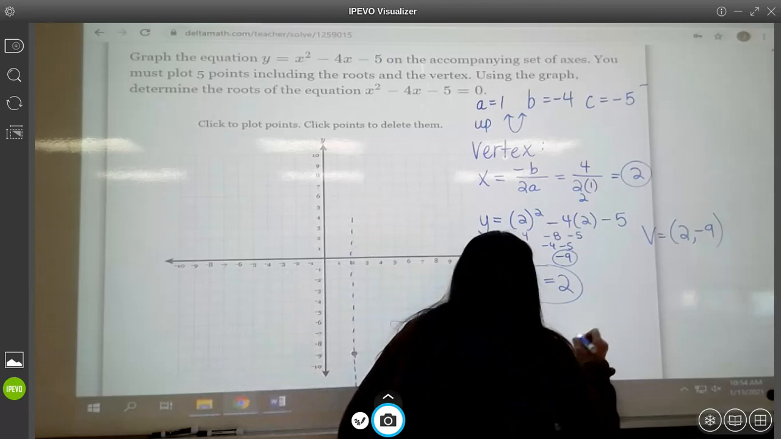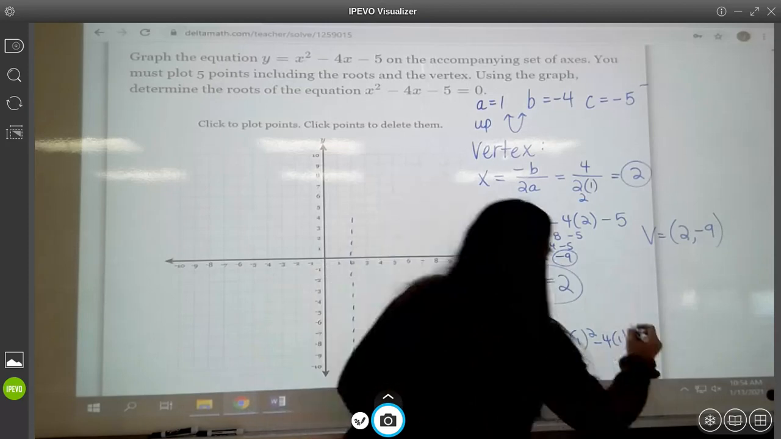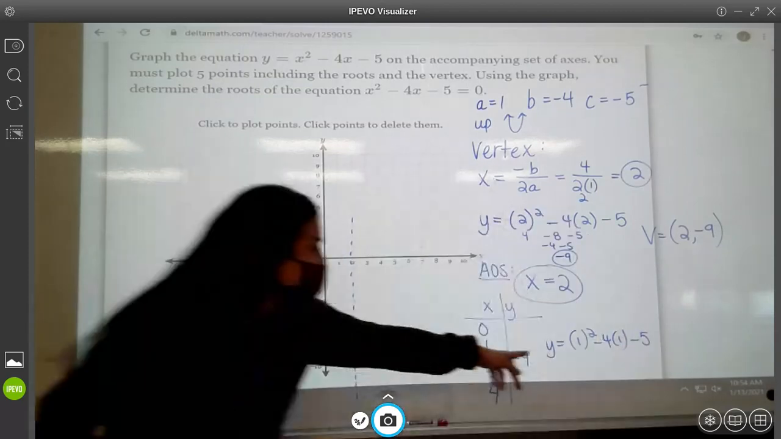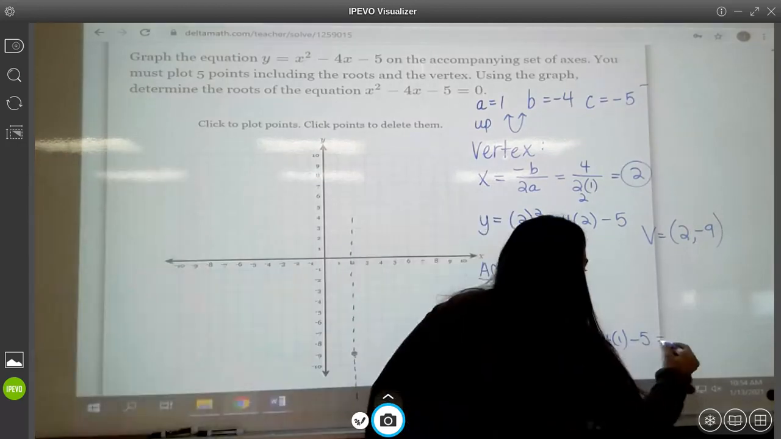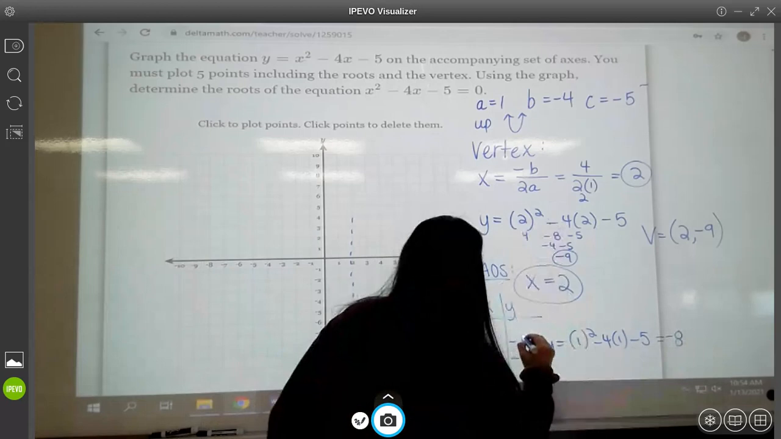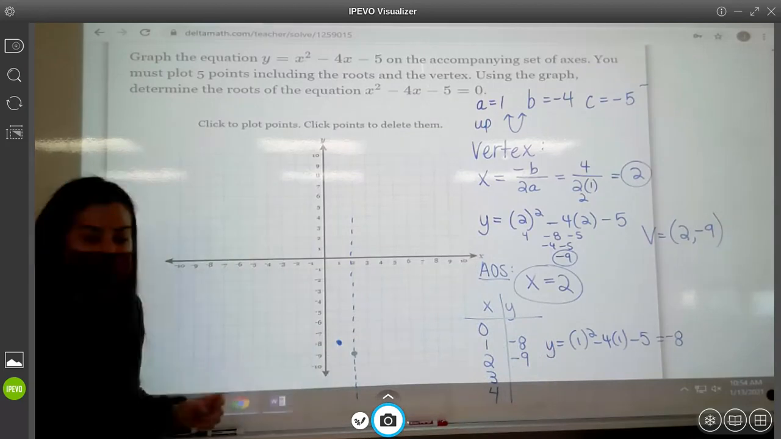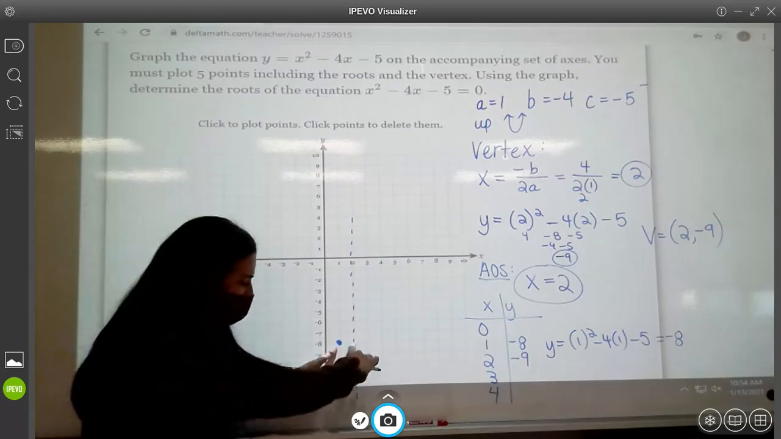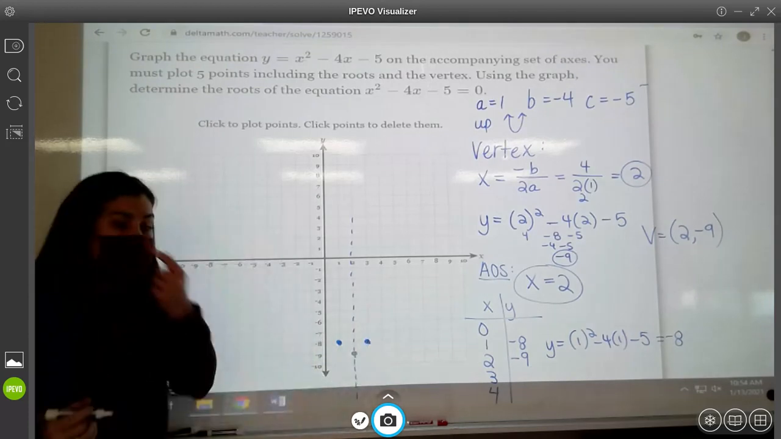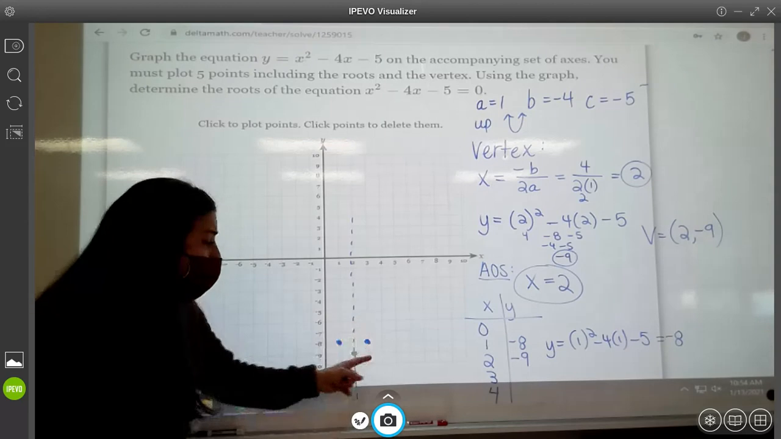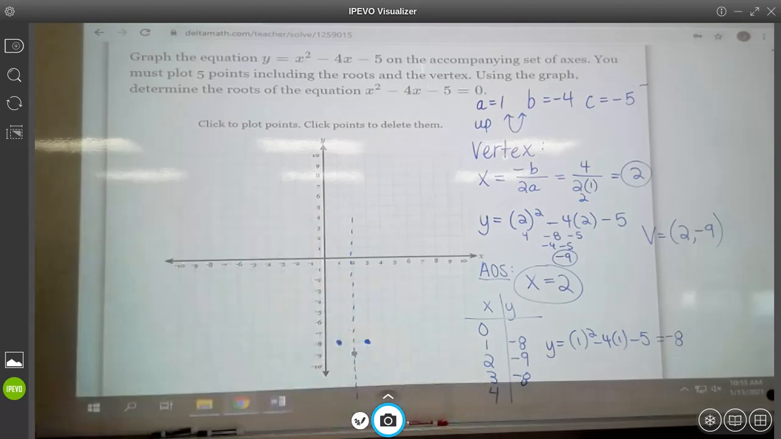So y will equal 1 squared minus 4 times 1, and then minus 5. Plug that in, hit enter, and it does the whole thing for you. You should get -8 to come out. So I'm going to plot them first before I click on them. That means (1, -8) is a point on your parabola. So you see how it's 1 space away from your AOS? 1 space away on the other side, there's that matching point. So that means anybody who plugged in 3 would have also got a -8 to come out. There's going to be that matching on both sides of the vertex.